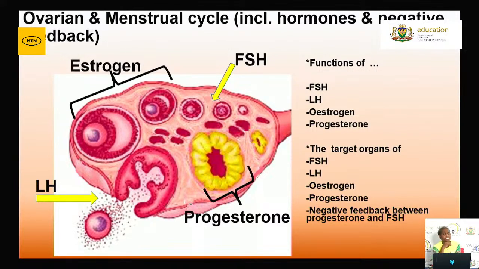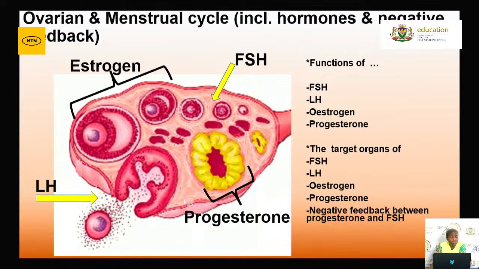And then if fertilization doesn't take place, you know that the corpus luteum will degenerate. And what will happen to the level of progesterone? It will now drop. The level of FSH will now rise. And then again, if fertilization takes place, the corpus luteum, you still remember, will remain up until the end of pregnancy.